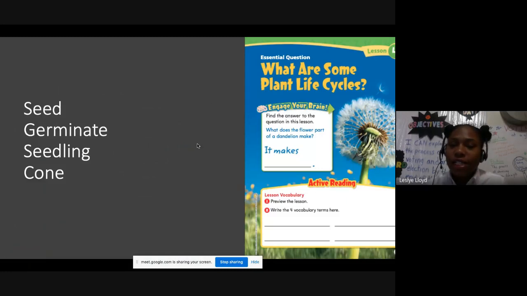So, from our science textbook, what are some plant life cycles? So, our question that we should be able to answer by the end: what does the flower part of a dandelion make? It makes blank. We will come back to that and review the four vocabulary terms here. So our vocabulary words are seed, germinate, seedling, and cone. These are words that you will see throughout the text.